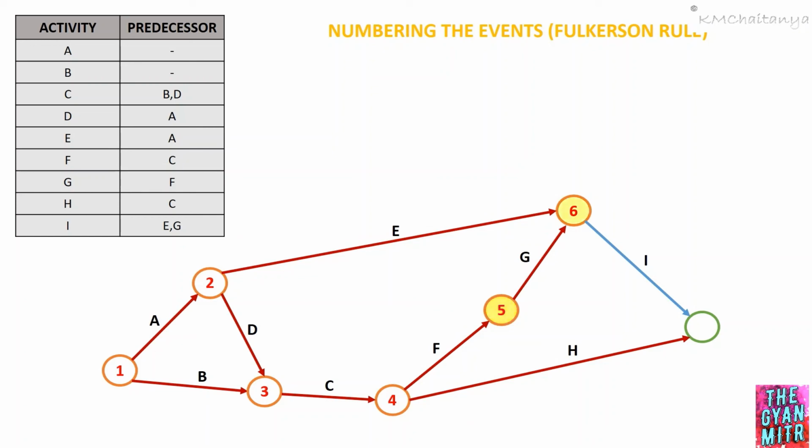Now we'll move on to event 6. From event 6, I have only one activity, which is activity I, which we will trace, and now that is the last event, which can be numbered as event number 7. And this is how we can number the events for this network using the Fulkerson rule.